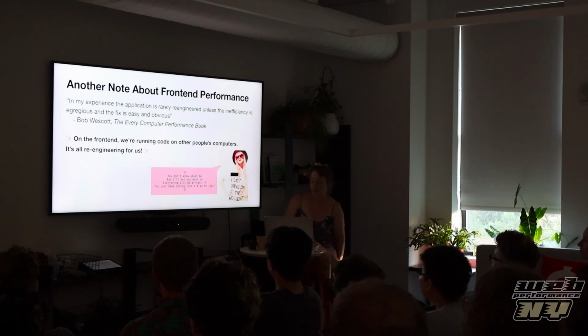So unlike on the back end, we don't have control over the computers that our code is running on. People can have anything from a souped up M3 Max, is that what we're on now? All the way down to a 2-core machine with who knows what other spyware is on it. But we still have to make it quick. So that's the thrill of front-end performance.